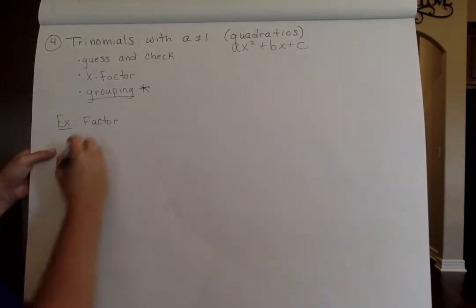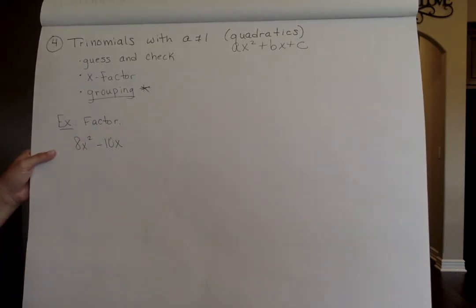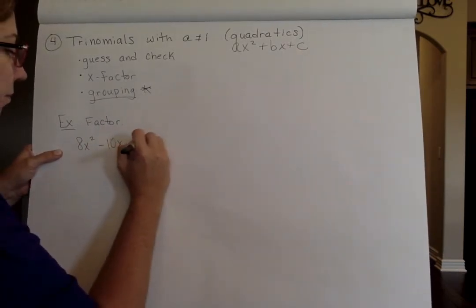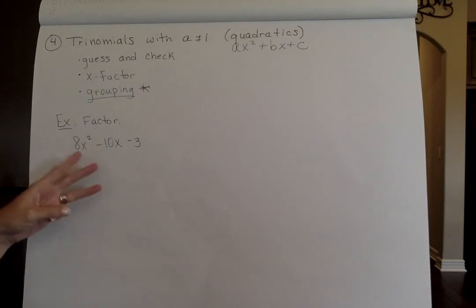So we're going to have 8x squared minus 10x and minus 3. Okay. Now, in order to do grouping, if you remember on the grouping method, we said grouping was useful if we had 4 terms. We don't have 4 terms. We only have 3 terms. But we can make it 4 terms.